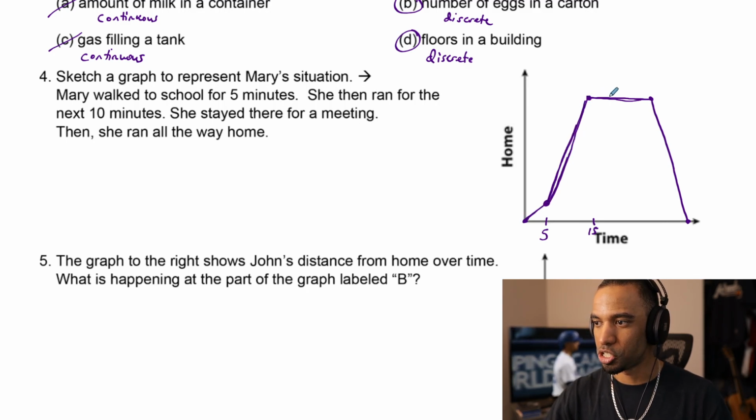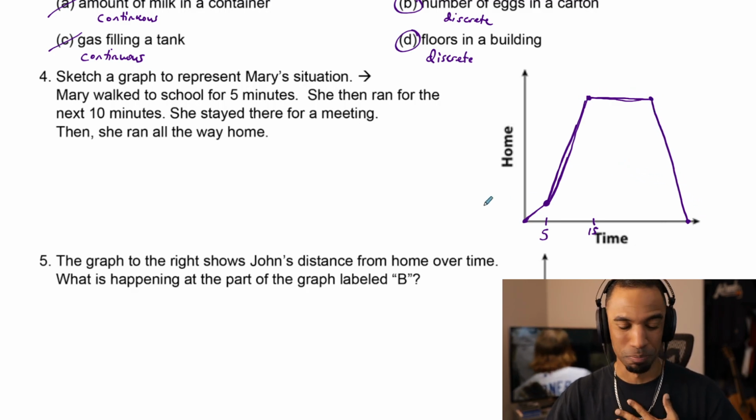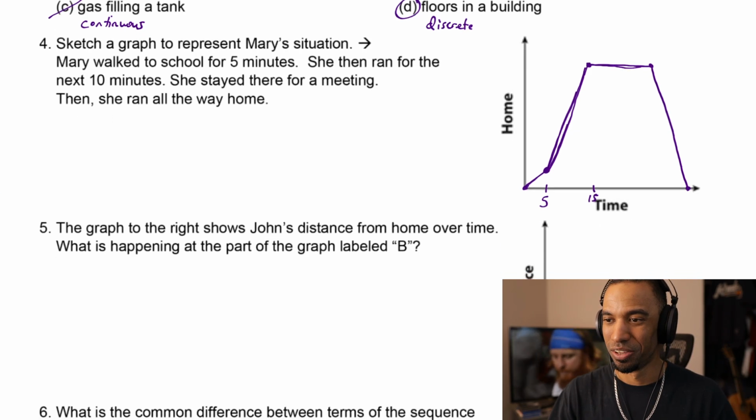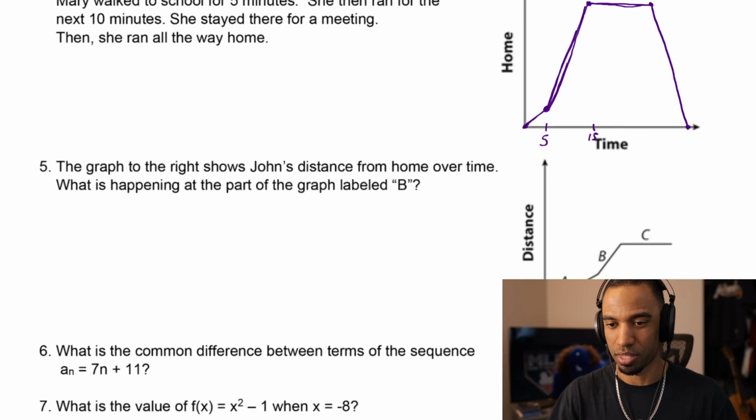Going faster. Staying the same distance from home because she's at school. And, mad dash home. The rest of the way. Looks good to me. That's continuous, by the way. Over time, you can measure any point that she's at.